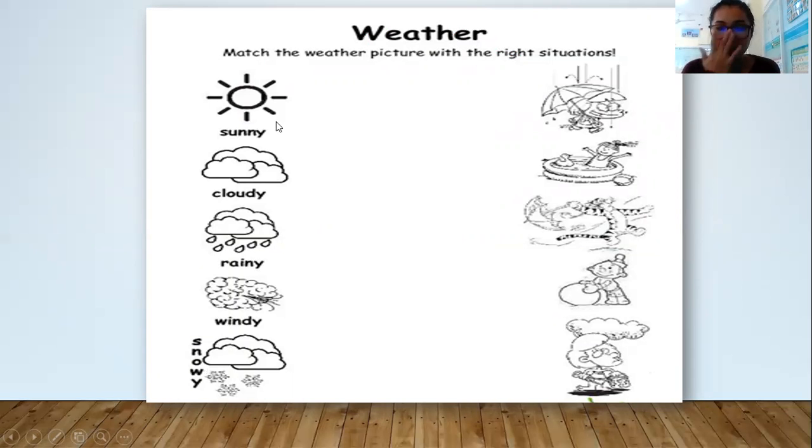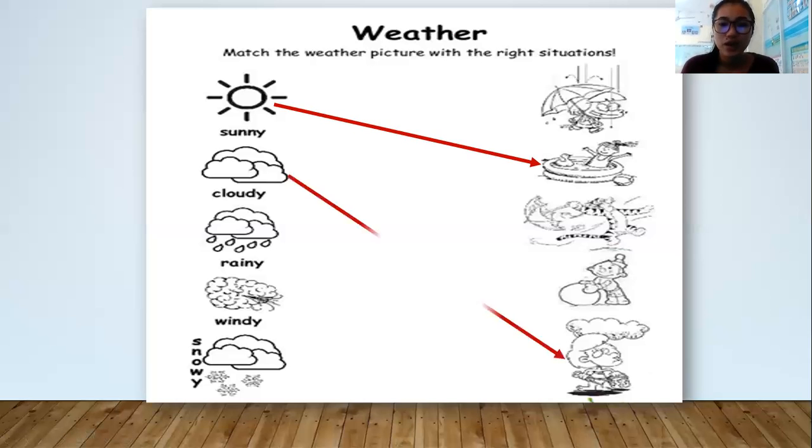So for example, the first picture is sunny. Sunny matches this picture. Since it's so hot, the child is swimming. All right. Next one, cloudy. Which picture matches the cloudy weather? That one. Next one is rainy. The child is having an umbrella because it's raining.